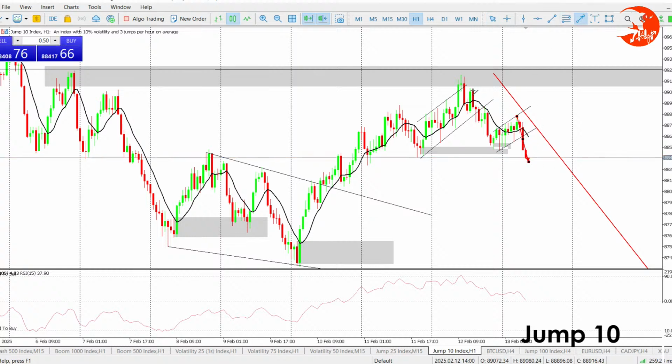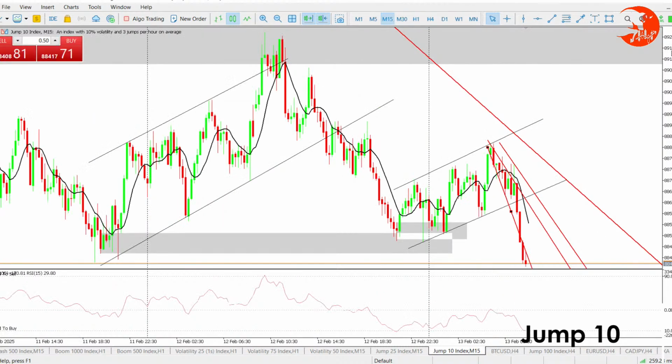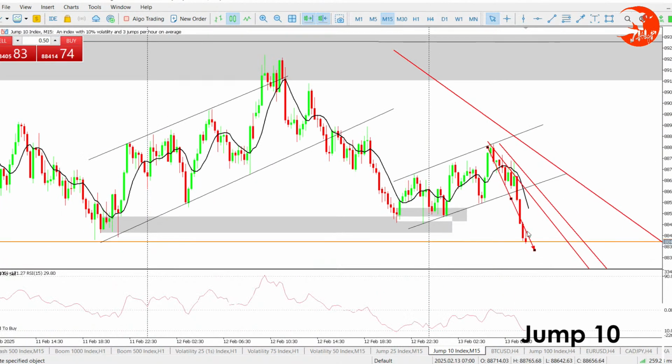Second TP is this. Third TP is all the way down. So me, I normally go for the third TP and second, so I would actually look for that TP. So go back to M15. Let's look at how we can enter this trade.